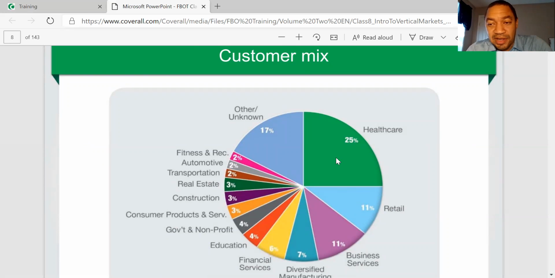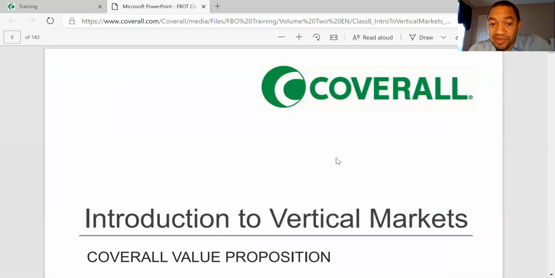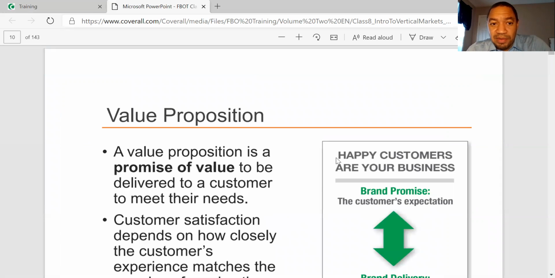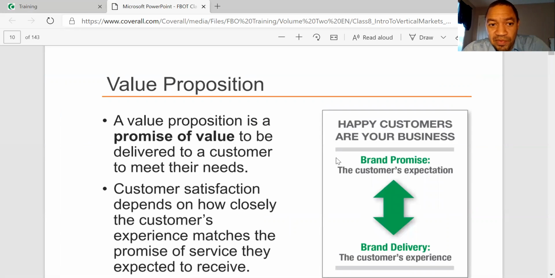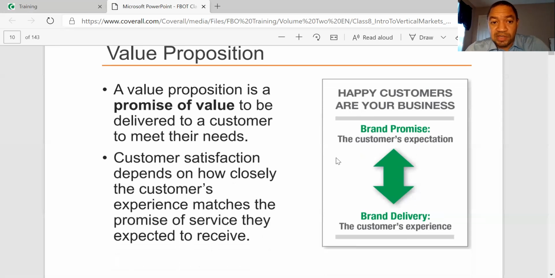We're in a health-based cleaning type of service. That's what we offer. So that's good for you. The value proposition, we spoke about this before. It's a promise of value to be delivered to a customer to meet their needs. Customer satisfaction depends on how closely the customer's experience matches the promise of service that they expected to receive. So a happy customer basically is your business.